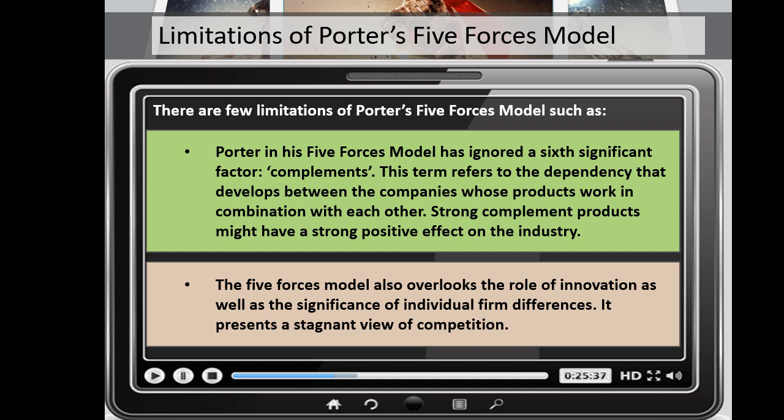The law or proposition of Porter is not without limitation. There are certain queries that I've given to it, and these include: one, Porter in his five forces model has ignored the significant factor complement. This term refers to the dependency that develops between companies whose products work in combination with others. Strong complement products might have a strong positive effect on a particular industry, which is true, of course.